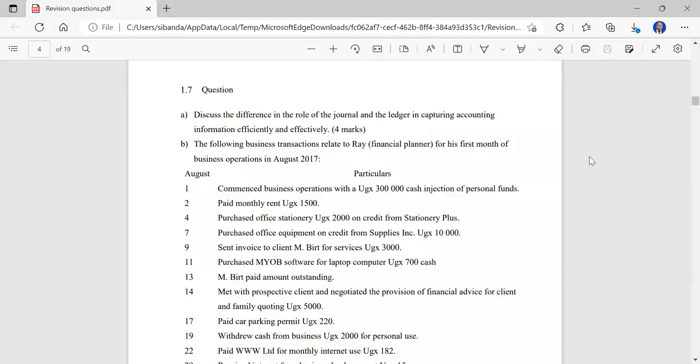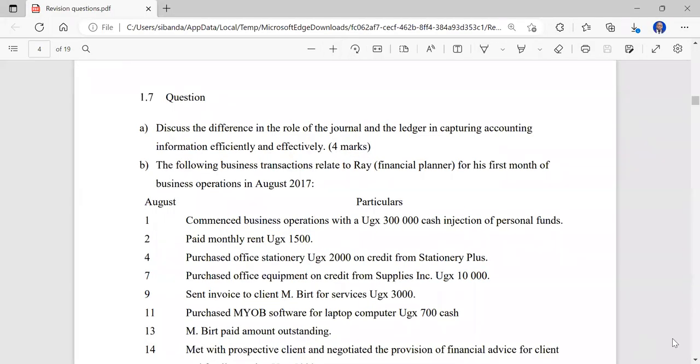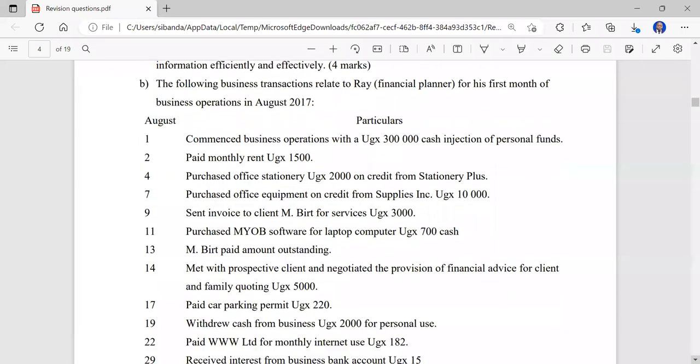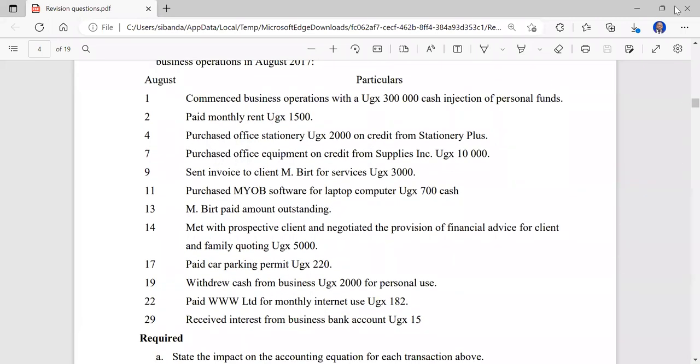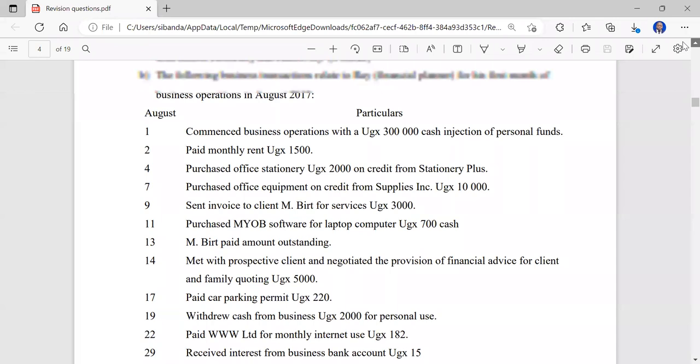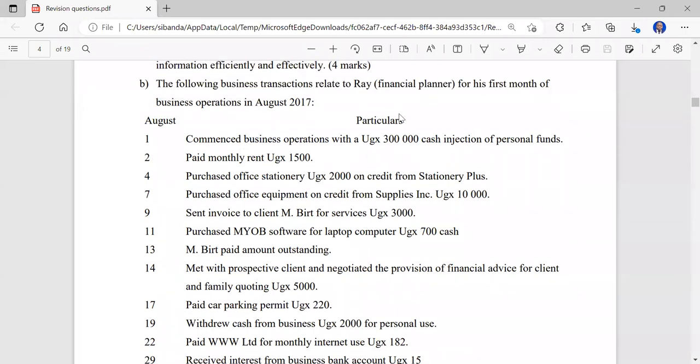These are the transactions. So the question is saying that I just want to run through this so that you can go on to prepare the ledgers for me.